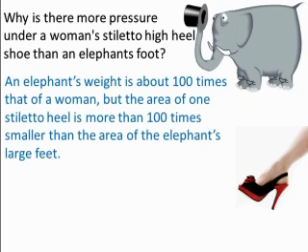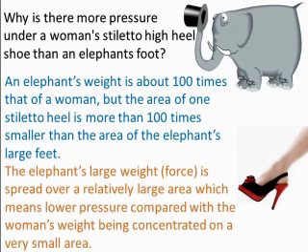An elephant's weight is about 100 times that of a woman, but the area of one stiletto heel is more than 100 times smaller than the area of the elephant's large feet. The elephant's large weight or force is spread over a relatively large area, which means lower pressure compared with the woman's weight being concentrated on a very small area.